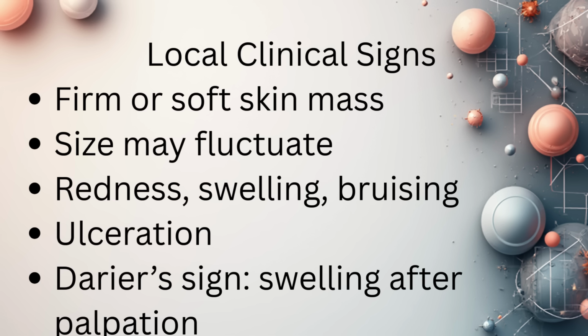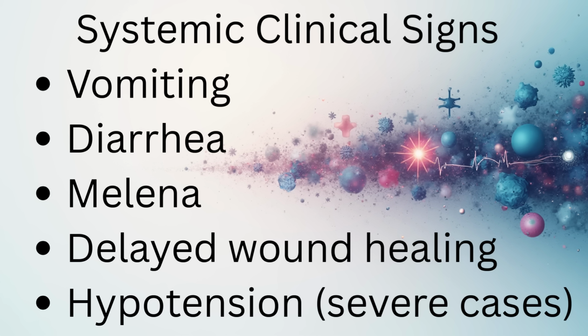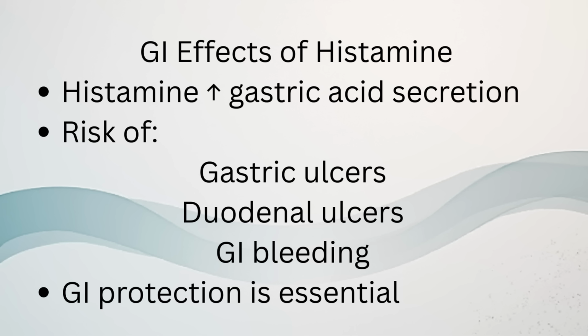The release of histamine causes local and systemic effects. A mast cell tumor can present as a firm or soft skin mass. The size of the tumor may fluctuate. There can be clinical signs of redness, swelling, bruising, and sometimes ulceration. The Darier's sign, or swelling after palpation, sometimes occurs. The systemic clinical signs are the following: vomiting, diarrhea, melena, delayed wound healing, and hypotension in severe cases. Histamine increases gastric acid secretion, which then produces gastric ulcers, duodenal ulcers, and gastrointestinal bleeding. For that reason, gastrointestinal protection is essential.